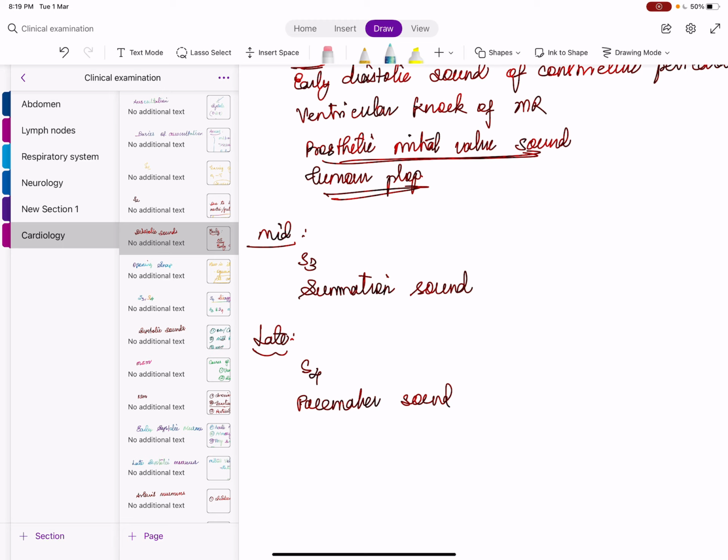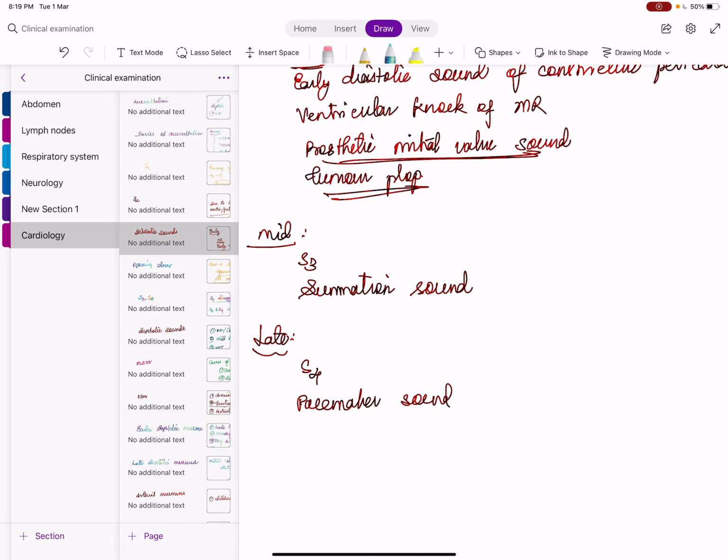Okay, so till now what I told you: normal split, wide fixed split, narrow split, reversed split, single S2 due to absent pulmonary component, single S2 due to absent aortic component, and absent S2. So the first thing you have to tell in S2 is splitting or not. Just by splitting you can diagnose so many conditions. What's the next thing I told you? S1 S2 heard or not? S2 split I told you.